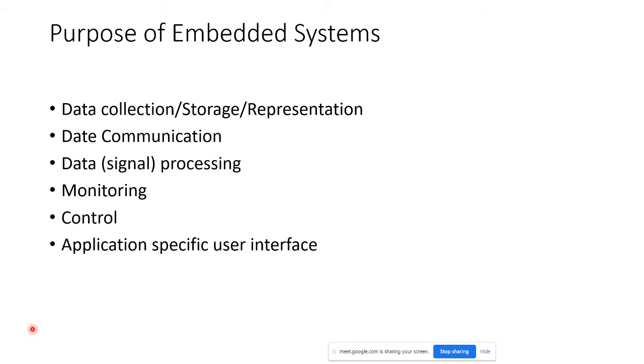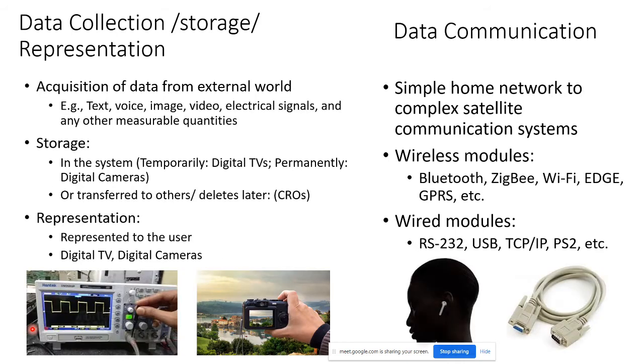Next is the purpose of embedded systems. So we have different purposes. Let's quickly go over one after the other. So the first is data collection, storage, and representation. So we have your acquisition of data. So how you get the data, right? And then what do you do with it? Whether you store it permanently, or you temporarily store it, or you don't store it at all. So based on this, first you have your different data sources.